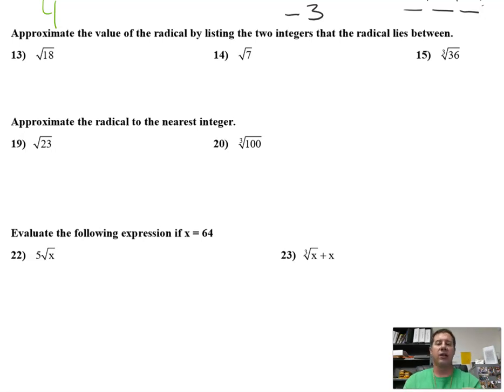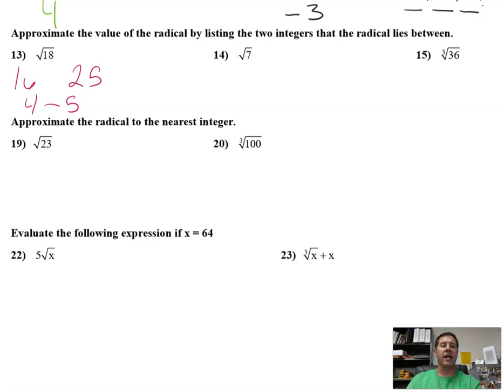So, if I think about 18, 18 is between 9, which was a perfect square, that was 3 squared, and, no, it's not between 9 and 16. I'm crazy. What are you talking about, Mr. Mortara? It's between 16, which is 4 squared, and 25, which is 5 squared, right? 18 is between those two numbers. Therefore, the square root of 18 has to lie somewhere between 4 and 5.